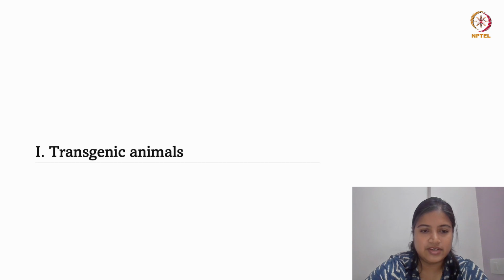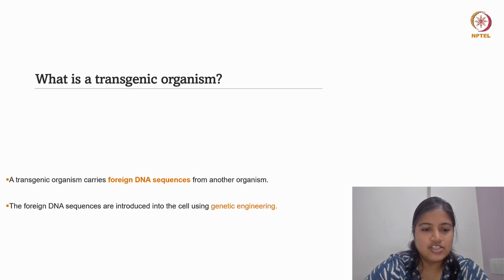So let's talk about what are transgenic animals. A transgenic organism carries a foreign DNA sequence from another organism. Now, the foreign DNA sequence is inserted into the cell using genetic engineering, and a variation of this could be that the DNA from the organism is modified and then it is put back into the organism, and hence now the organism would have a modified DNA of its own genome. Even then, it will be referred to as a genetically modified organism.